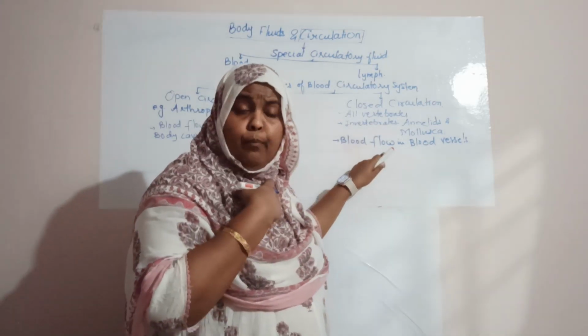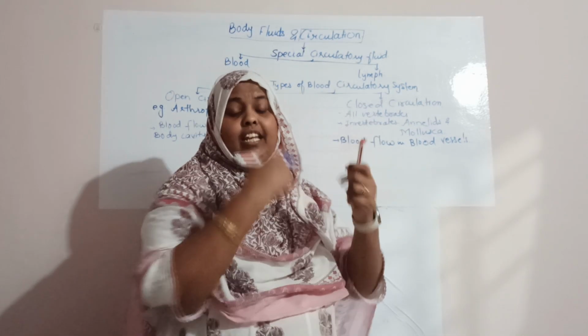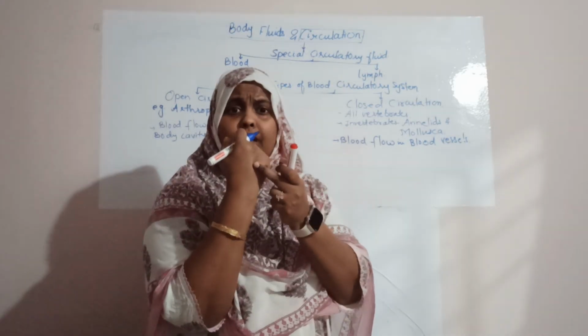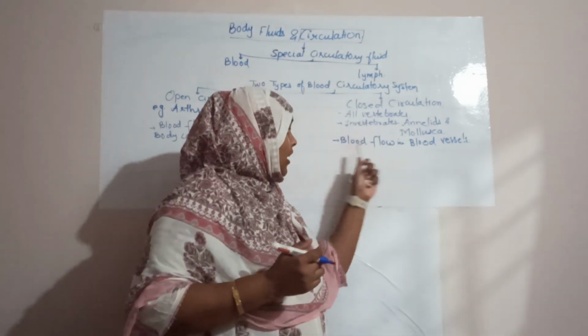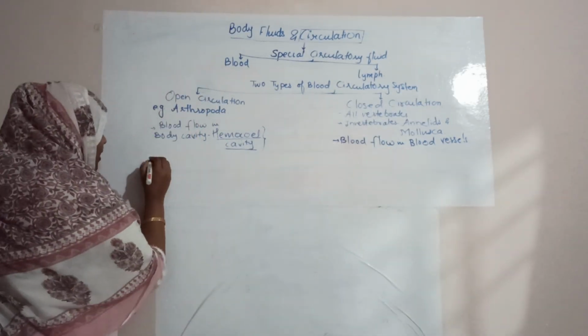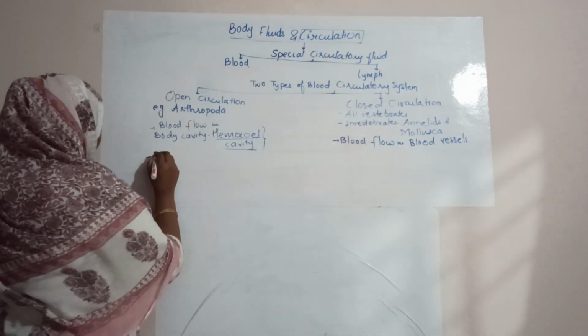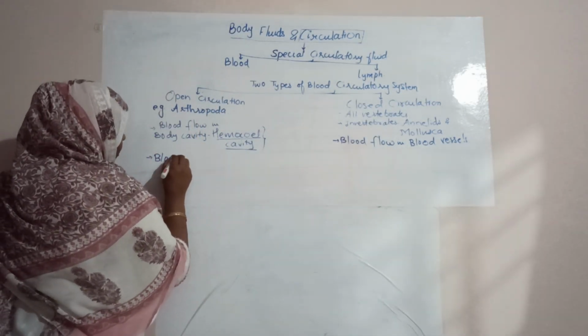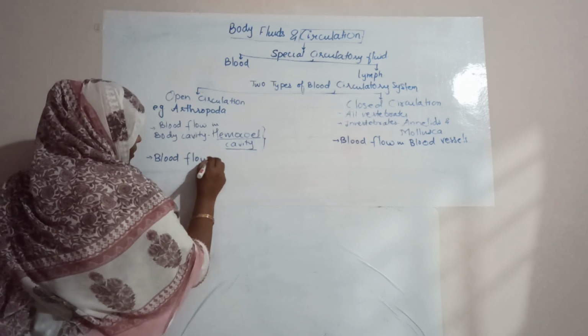In our body, blood flows in a blood vessel. See here, the vein is present. This is a type of blood vessel. So blood flows in the blood vessels. Next, in an open circulatory system, the blood flows in low pressure.